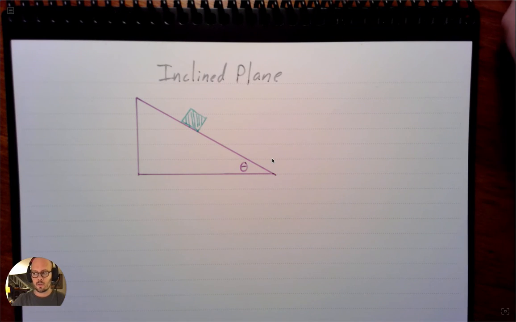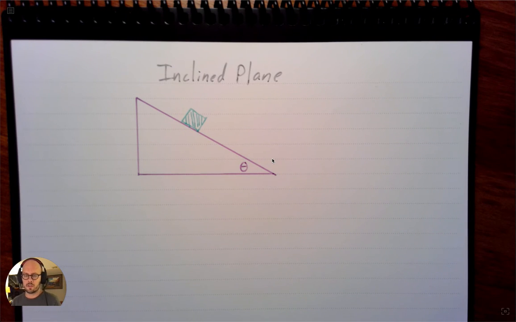Hey folks, in this video we're going to look at inclined planes, basically hills or ramps where something's either sliding or rolling down, and they come up from time to time in AP Physics 1, and we need to know how to analyze them in terms of a free body diagram and Newton's second law, and so that's what I'm here to talk about today.